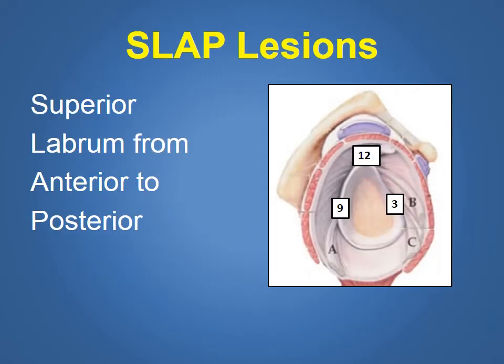SLAP lesions are tears of the labrum that start at the top or superior part of the labrum at 12 o'clock and extend to the front or anterior part of the labrum at 3 o'clock and also extend to the back or posterior part of the labrum at 9 o'clock. SLAP stands for superior labrum from anterior to posterior.